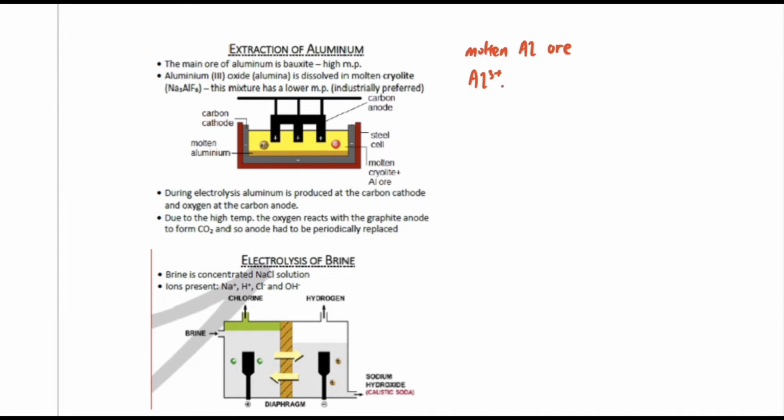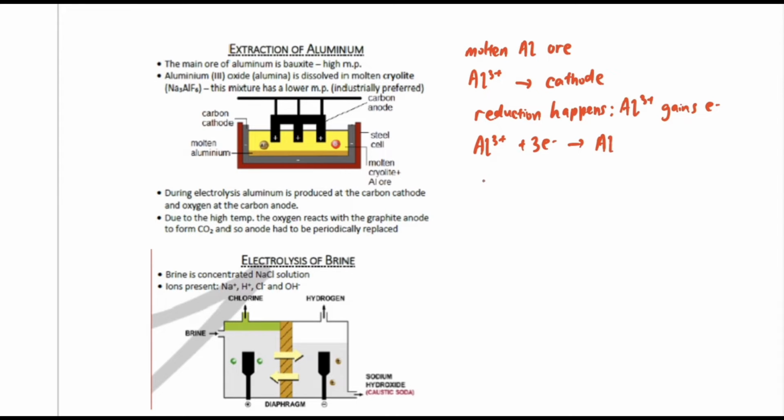Basically, aluminium 3+ will go to the cathode, because the cathode is negatively charged. The cathode is the one that makes reduction happen by supplying electrons to aluminium. So reduction happens, which means aluminium 3+ gains electrons. The equation is aluminium 3+ plus 3 electrons becomes aluminium, and the aluminium sinks at the bottom here as this orange layer, and we call that molten aluminium.